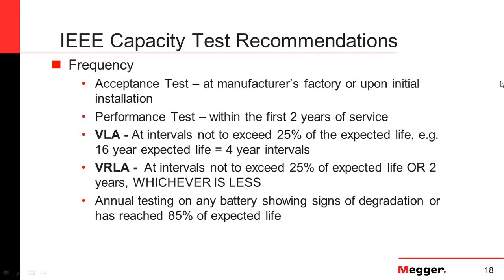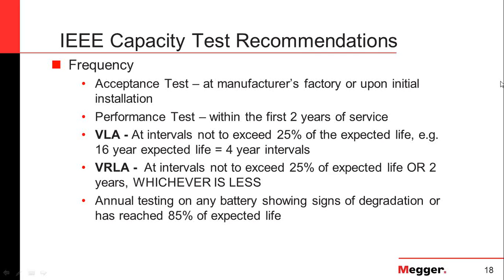Now the frequency, as I mentioned, yes. Before we move on, I have a couple questions from the audience. Sure. So if you are continuously monitoring and trending the cell ohmic value, then how often should you perform a capacity test? If you're monitoring the cell only, repeat the question. Ohmic value. If you're continuously monitoring and trending the ohmic value, then how often should you perform capacity testing?